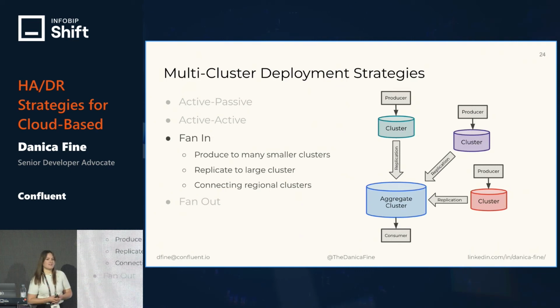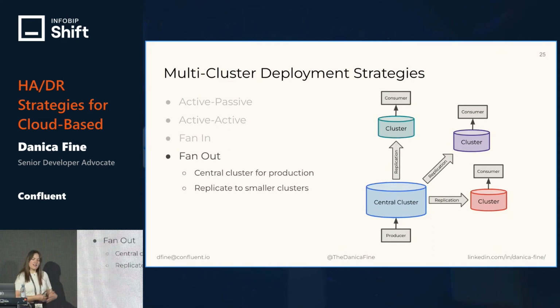We have fan-in, okay? So this is where we have a number of smaller Kafka clusters that are active. We are producing to these, and we're replicating that data over to a single larger aggregate cluster. Maybe for some larger processing jobs, we want to have that data available in a single cluster. This can be used in like IoT use cases where maybe we have clusters operating at the edge. There's not very good connectivity, but eventually when it has the right connectivity, it's going to copy that data over to the centralized cluster.